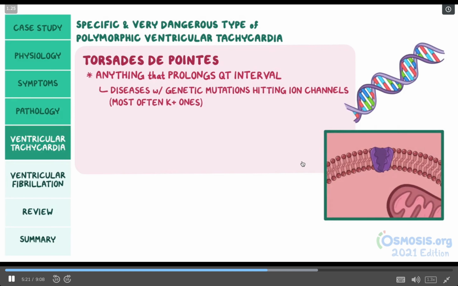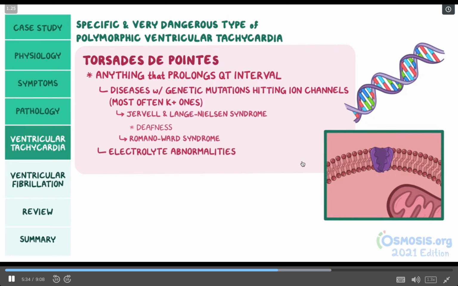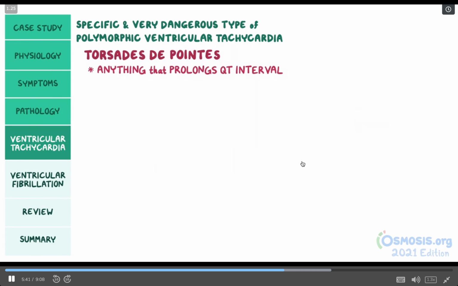Examples of these diseases include Jervell and Lang-Nielsen syndrome, which also causes deafness, and Romano-Ward syndrome, which is not associated with deafness. A prolonged QT interval can also be due to electrolyte abnormalities, and especially hypokalemia, hypocalcemia, or hypomagnesemia. On your exams, look for clinical scenarios that may cause these electrolyte abnormalities, such as someone with diarrhea who loses tons of potassium in their stool and subsequently develops an arrhythmia.